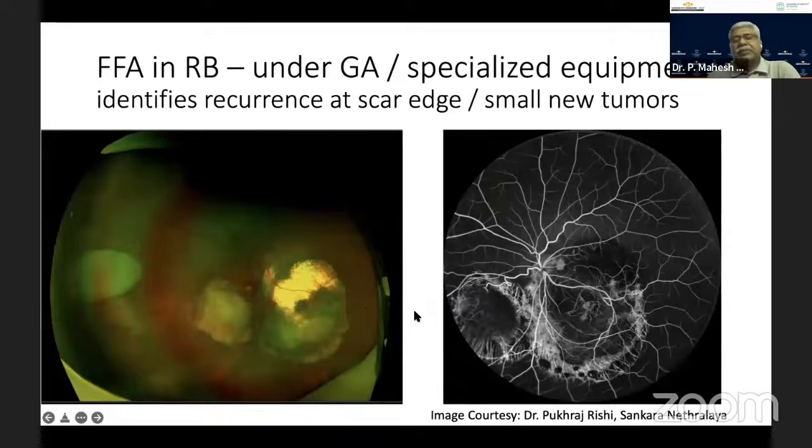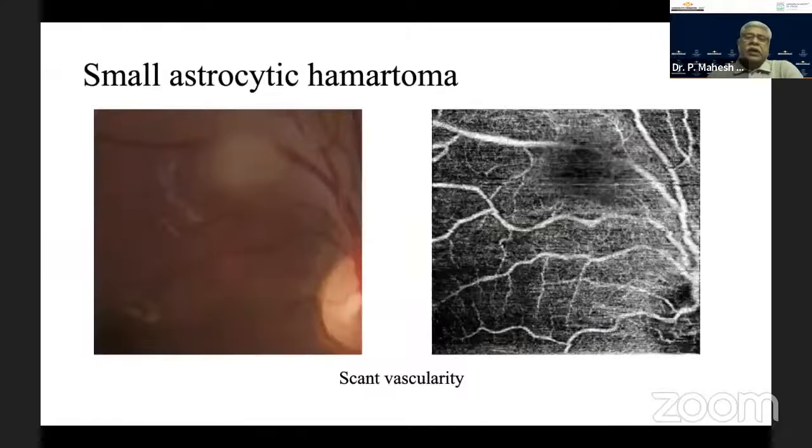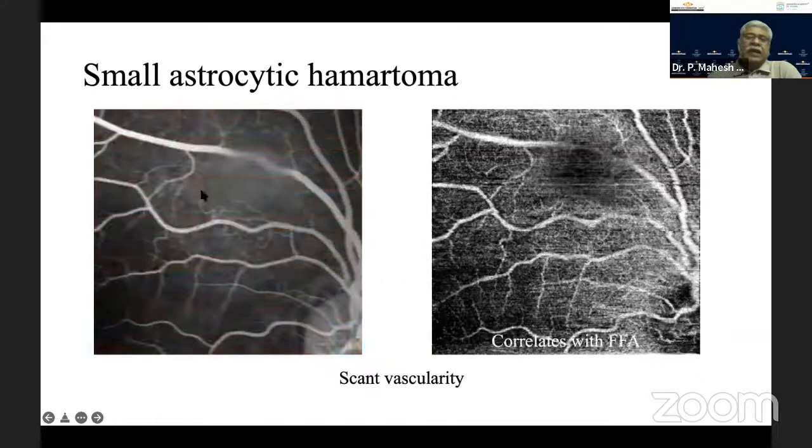then this can be picked up by doing a fundus fluorescein angiogram, which can show up these areas as a vascular lesion, and an early recurrence at the edge of a scar can be picked up by doing the fundus fluorescein angiogram. And here we see a lesion which mimics retinoblastoma, but it's actually an astrocytic hamartoma. It is an OCTA, which shows there is no vascularity within. And similarly, the fundus fluorescein angiogram also does not show vascularity. So you can do FFA to differentiate retinoblastoma from an astrocytic hamartoma.